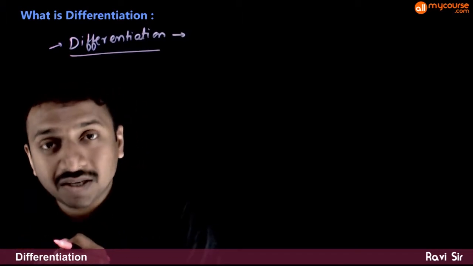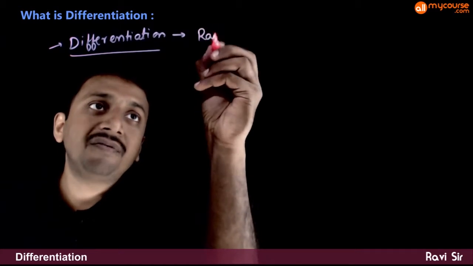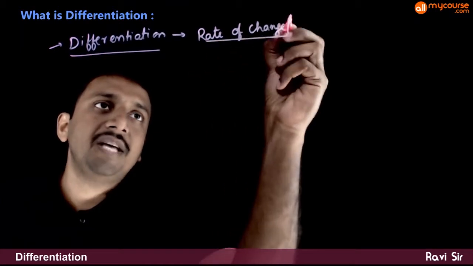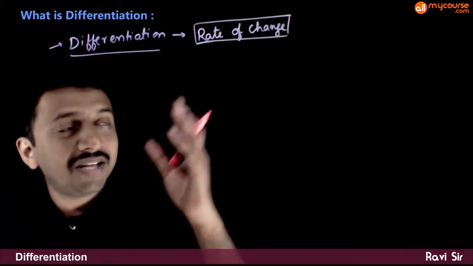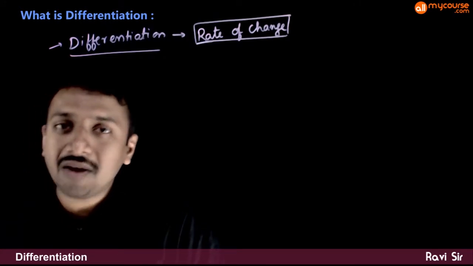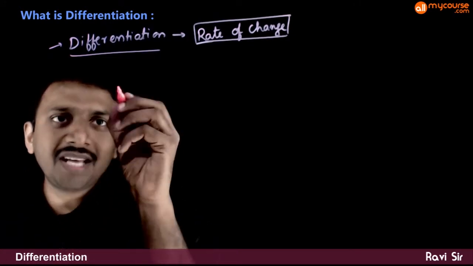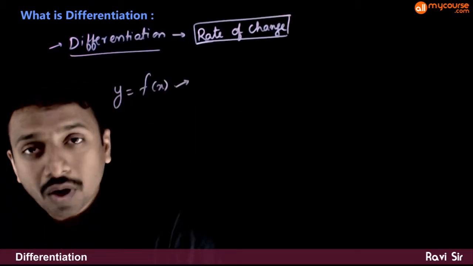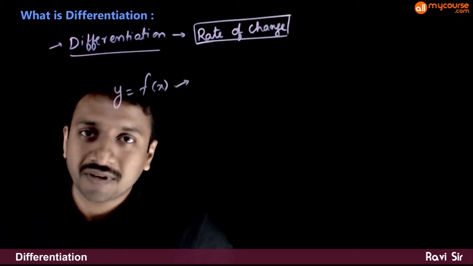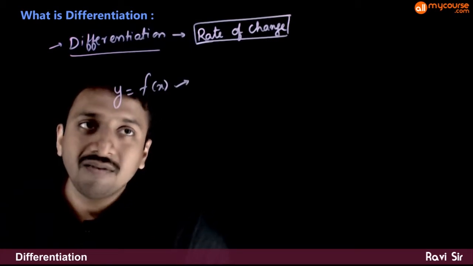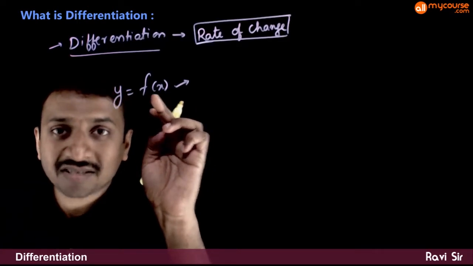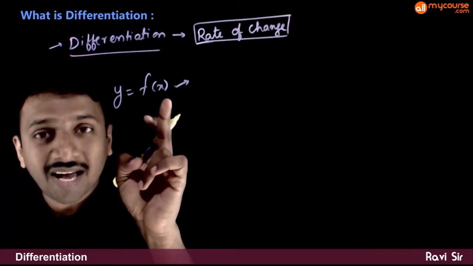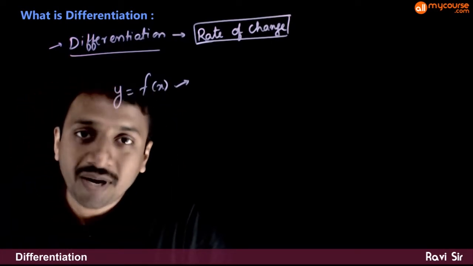So differentiation can be understood as rate of change. Now what is rate of change? Let us take an example function. Let us take the function y is equal to f of x. What is the meaning of this y is equal to f of x? A function is some rule which connects the variable x to the variable y. A function is a rule which connects the dependent variable and the independent variable.